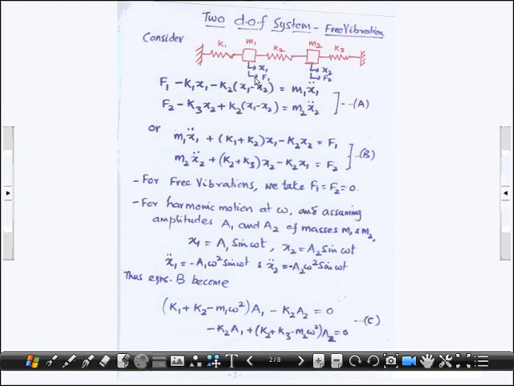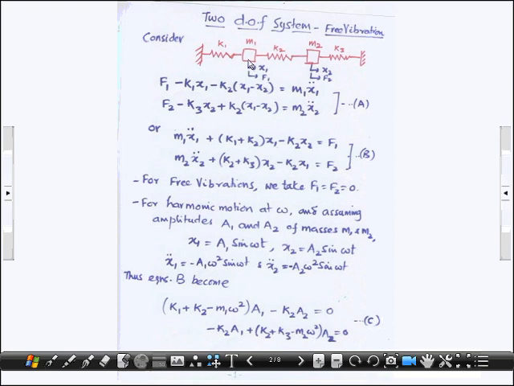Let us say x1 and x2 are taken to be positive towards the right hand side, and we also, at this stage, assume forces F1 and F2, some harmonic forces, to be present. Then we can develop the general equations of motion. Later on we'll make F1 and F2 both equal to 0, so that we have the situation of a free vibration of 2 degrees of freedom.